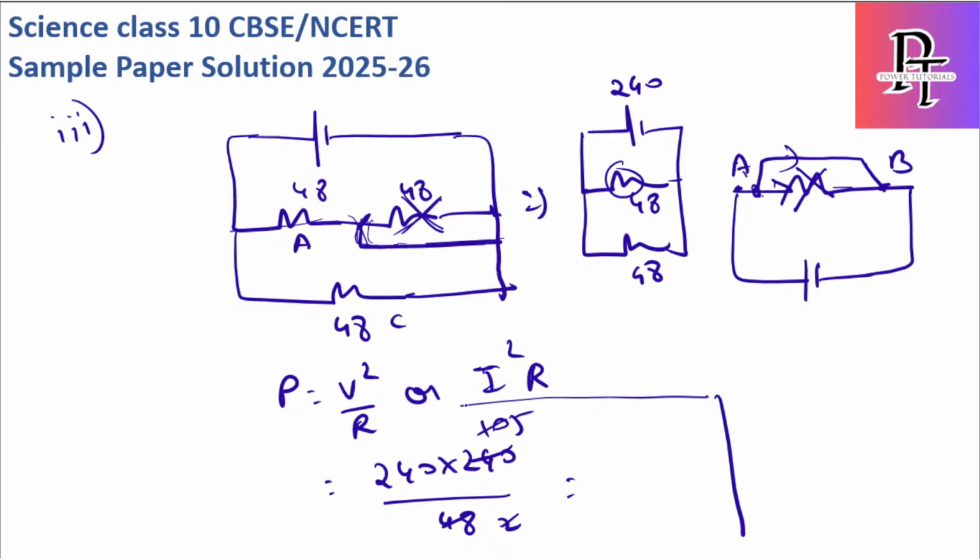We will also explain using the I squared R formula. So 24 into 5: 4 5s are 20, 2 5s are 10, 11, 12. 5 4s are 20, 5 2s are 10, 11, 12 is correct, and 0. So 1200 watts or 1.2 kilowatts should be the answer.